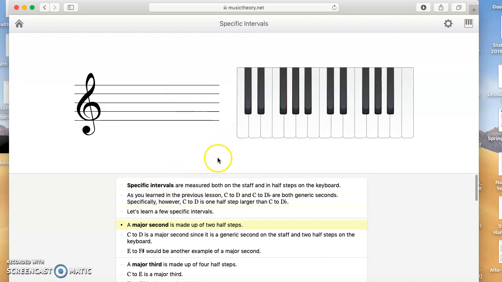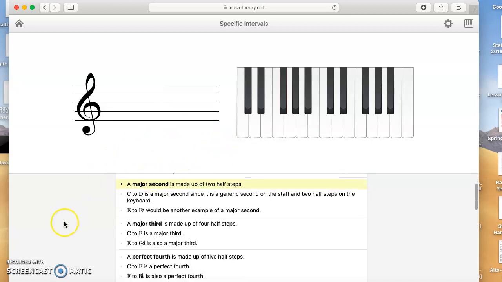So some of the specific intervals, one of them is a major second. It's made up of two half steps. All specific intervals are going to deal with half steps, so we have to be clear about what a half step is. Don't forget that on the keyboard, half steps go from key to key, usually from a white key to a black key, or from a black key to a white key. But in the case of an E to an F, it's right here, or a B to a C, there is no black key, so you're just going to the very next key.